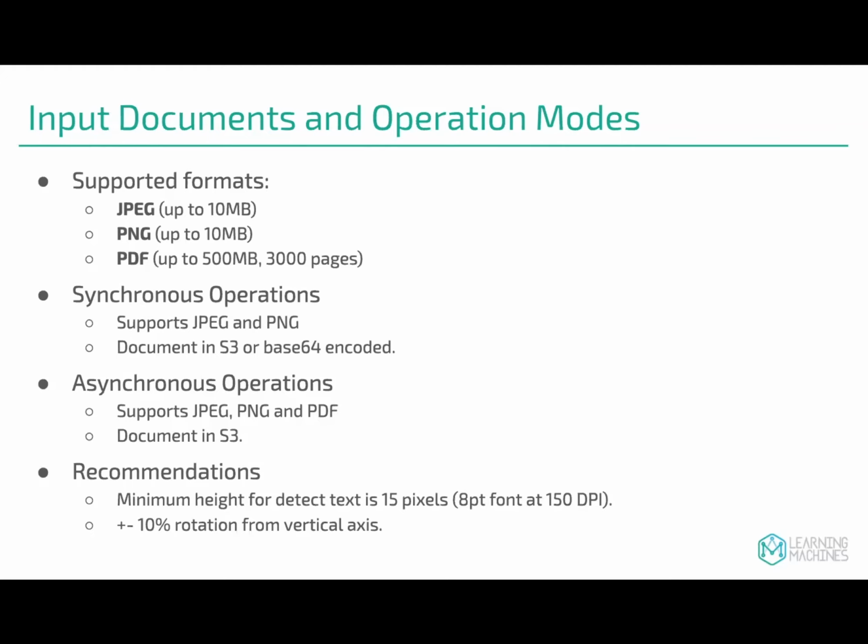Obviously, for best processing results, there's a number of recommendations. The first one being that documents should be scanned at a high resolution, which is typically about 150 dpi. That gives you about 15 pixels or so for an 8-point font, so at least the font should be readable from a machine learning perspective.